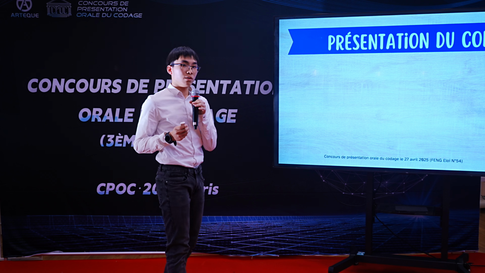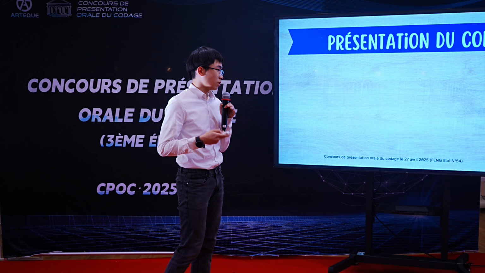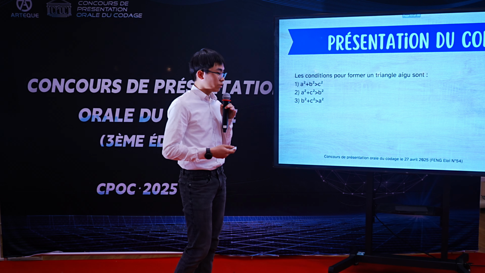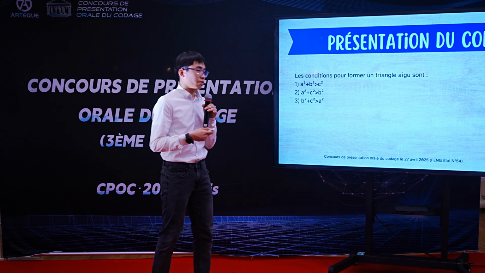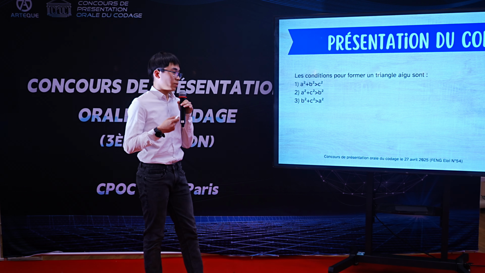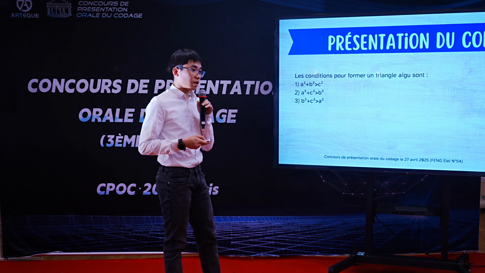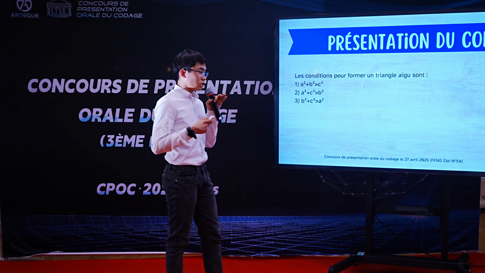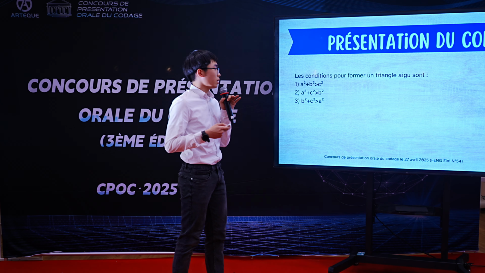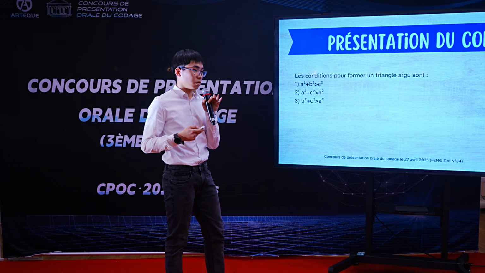So for each triangle, there are specific conditions linked with it. For example, the condition of the acute triangle is a squared plus b squared higher than c squared, a squared plus c squared higher than b squared, and b squared plus c squared higher than a squared. This calculation is to check if you can make an acute triangle or not. And each calculation is to check if the angle opposite of the segment is acute or not.